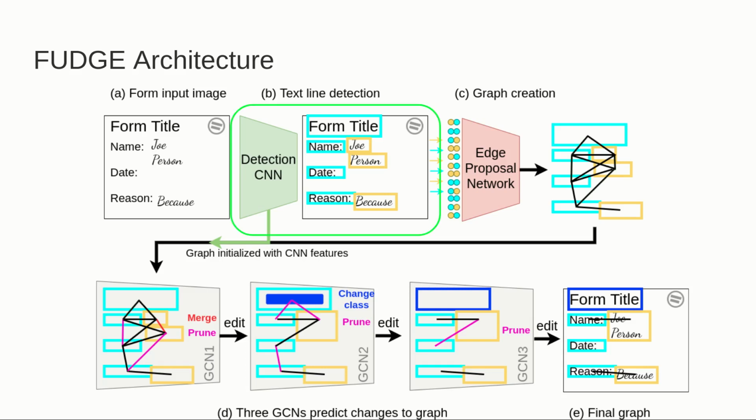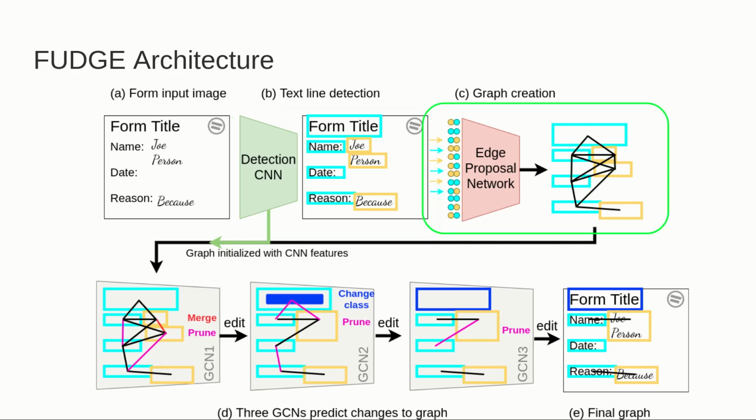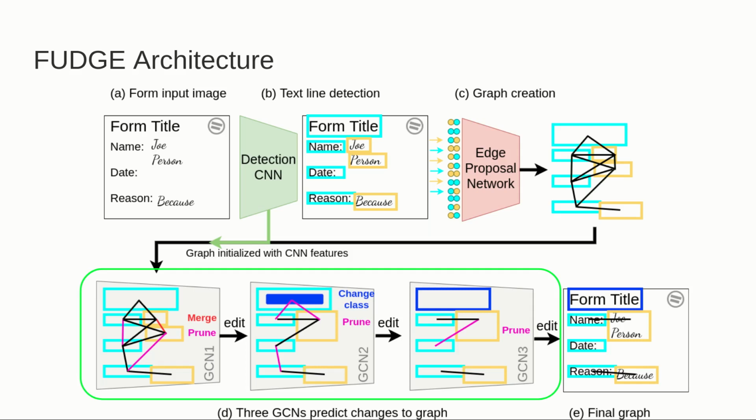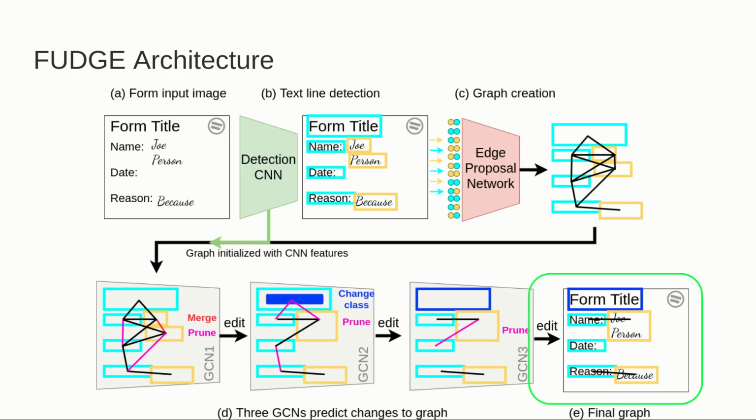We first detect text lines using a convolutional neural network, which differs from most other methods which use the dataset provided OCR word bounding boxes. Using the text lines as initial nodes, we propose edges between these nodes to form an initial graph. Rather than directly predicting from there as we did previously, the graph is processed by a graph convolutional network. This graph convolutional network predicts edits to the graph, which modify it. It is then passed to further graph convolutional networks for additional edits. After 3 passes, the graph is at its final prediction.